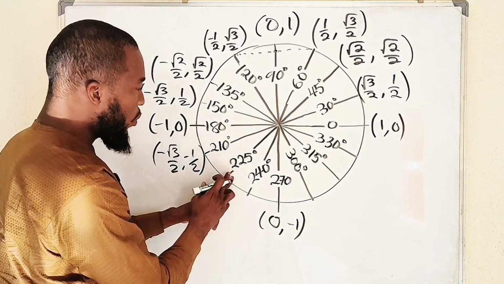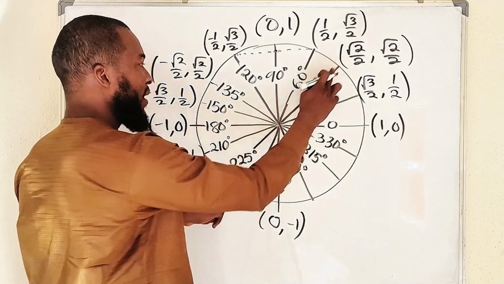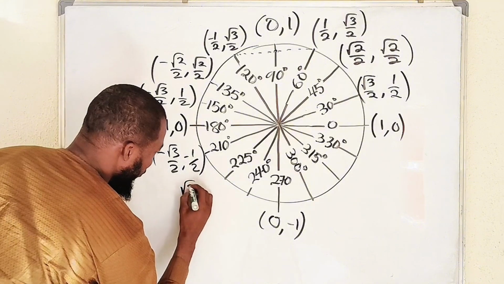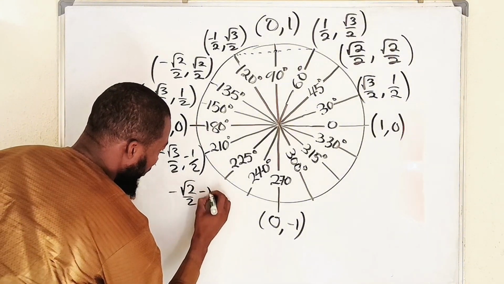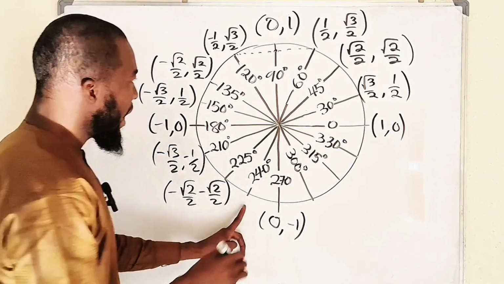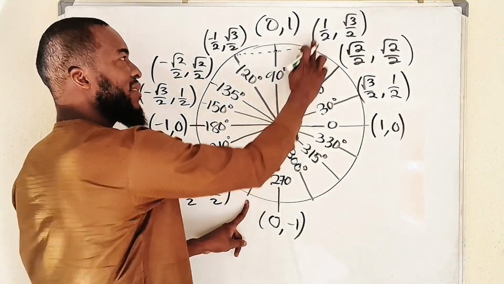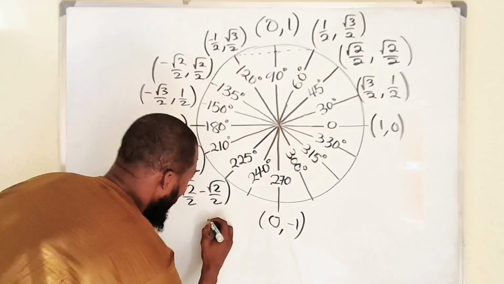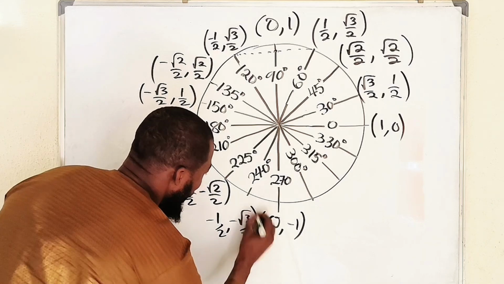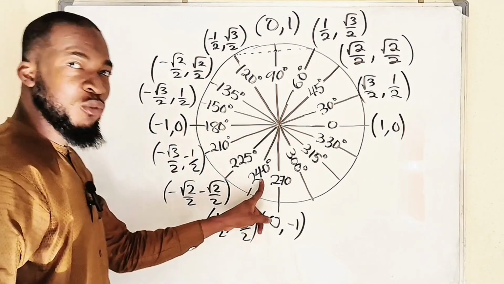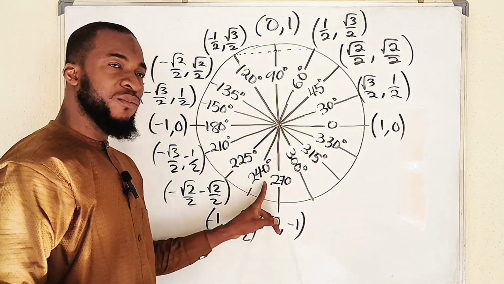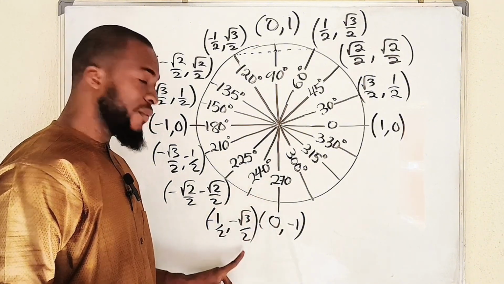Then this one will correspond to what? 45. They are straight. All of them will be negative. Negative root 2 divided by 2, negative root 2 divided by 2. And this one will correspond to 60 degrees. So it will be negative 1 over 2, comma, negative root 3 divided by 2. That is for 240. Cosine of 240 degrees will be negative 1 over 2. Sine of 240 degrees will be negative root 3 divided by 2.